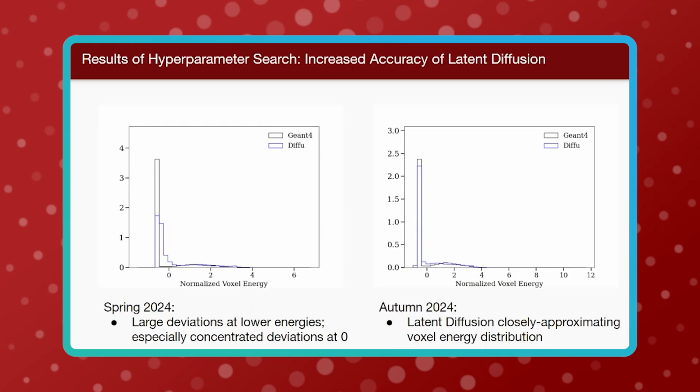So ultimately, we have good news with our hyperparameter tuning. In these graphs, we compare the distributions of our diffusion models in blue to the benchmark Geant4 models in black. Note that as of last quarter, spring 2024, there are large deviations at lower energies, especially near where the normalized voxel energy is 0. The blue curve doesn't really follow the ideal black curve. However, as of this quarter, our latent diffusion model with tuned parameters is now closely approximating the Geant4 distribution across all voxel energies, with a strong improvement where the voxel energy is 0.